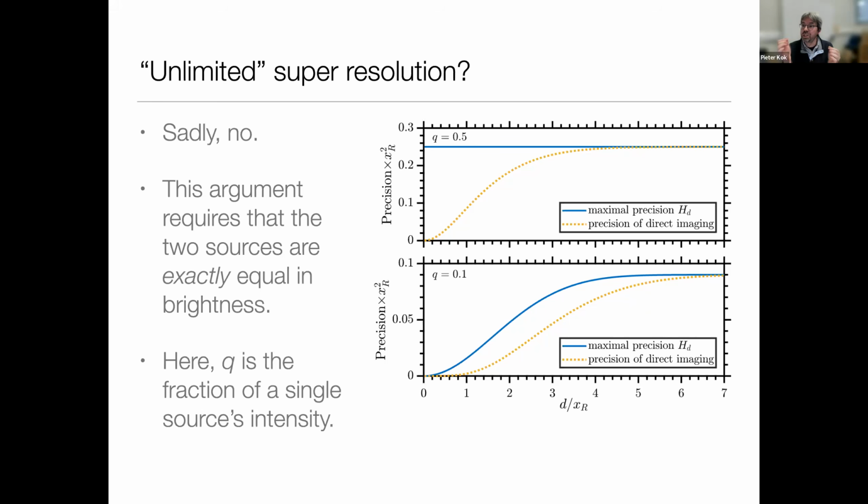So actually, when you change the relative intensity of the two sources, it no longer stays finite when you get to 0 distance. It actually drops to 0. But interestingly, it still stays quite a bit higher than the maximum precision that you get from direct imaging. Right? So in that sense, we can still call this super resolution.